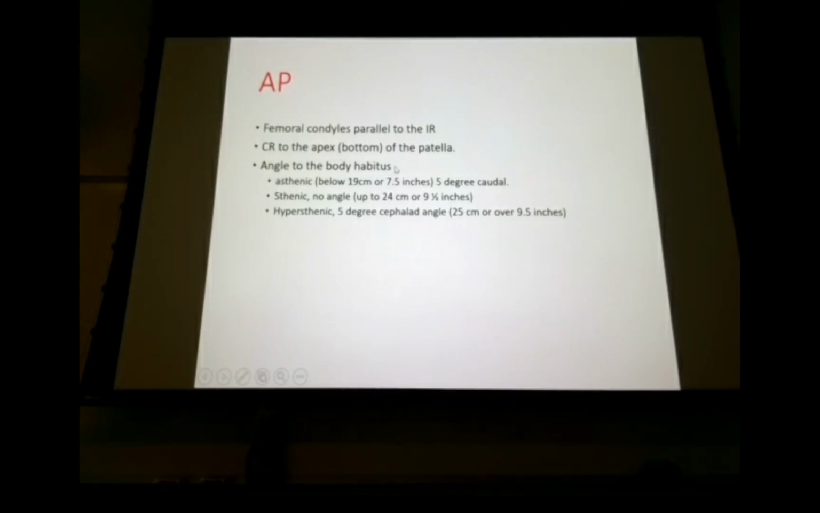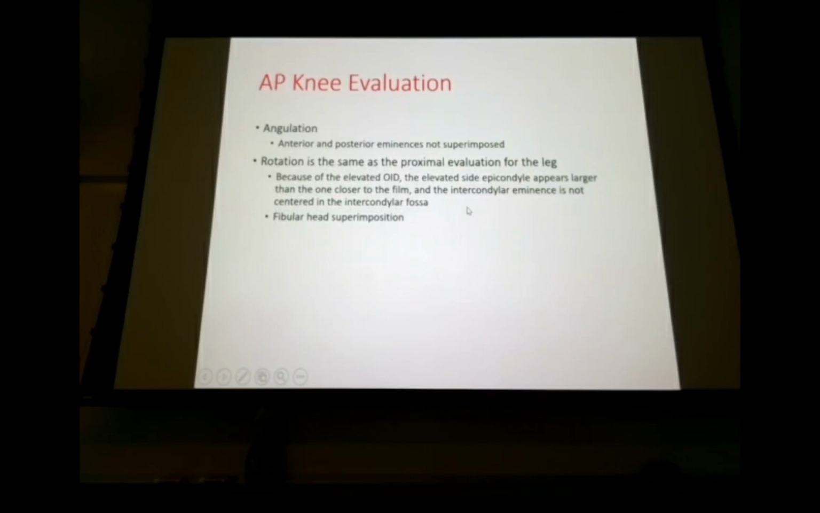For the AP, the femoral condyles should be parallel, central ray to the apex of the patella, that's the bottom of the patella. And then your angulation, if you remember from first semester positioning, you've got 3 different angulations. What you need to remember is 24 centimeters. If we're above 24 centimeters, you need a 5-degree cephalic angulation. If you're below 19 centimeters, then you need a 5-degree caudal angulation. So if you're asthenic, caudal; hypersthenic, cephalic. For everybody else, you're not going to need any kind of angulation at all.